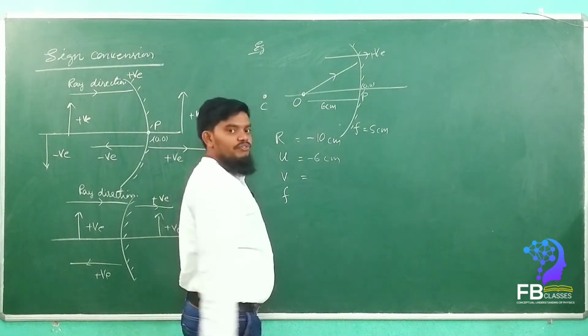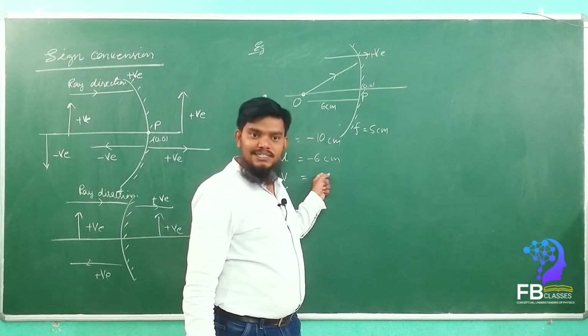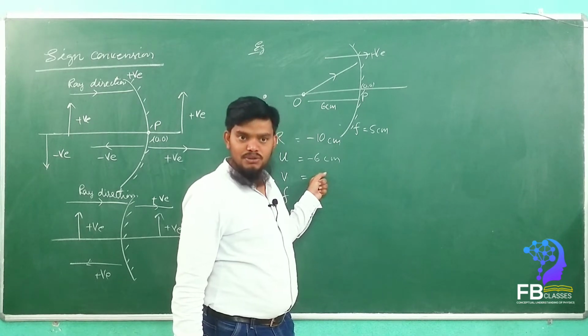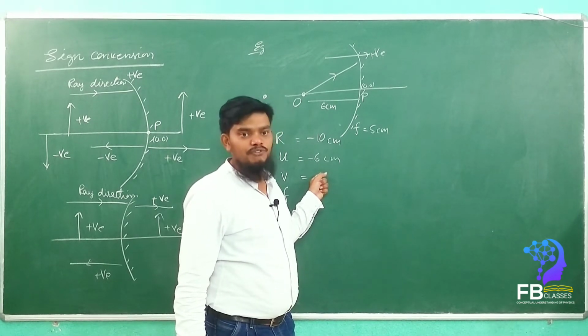Now where will V form? So we have to calculate the value of V. Are you getting my point? Yes, so V is equal to fu by u minus f.